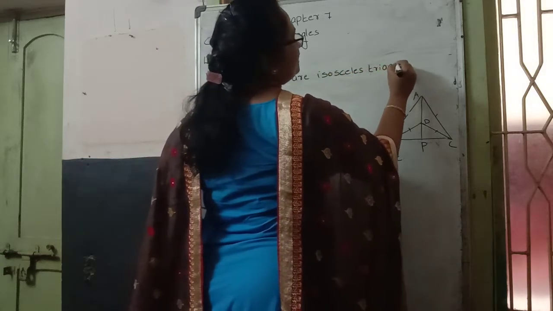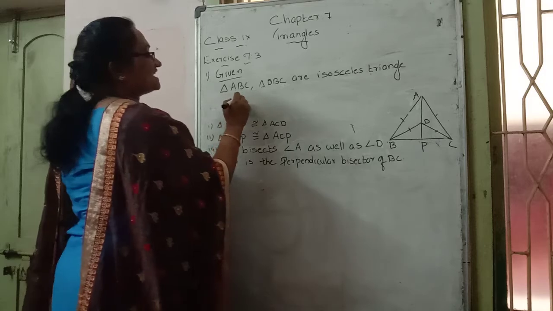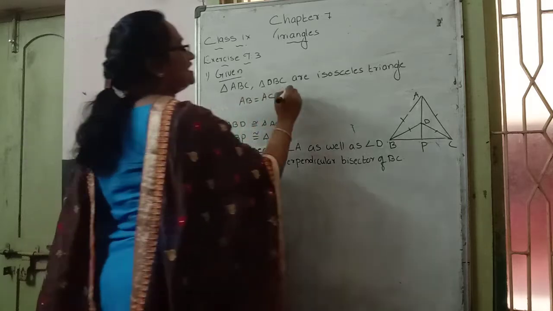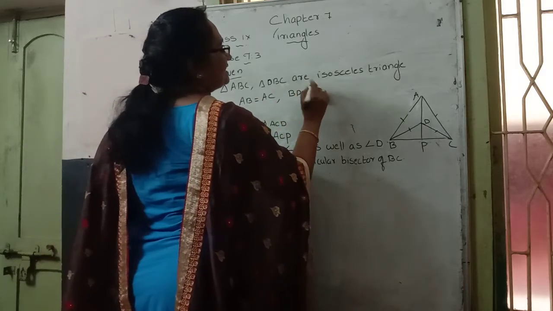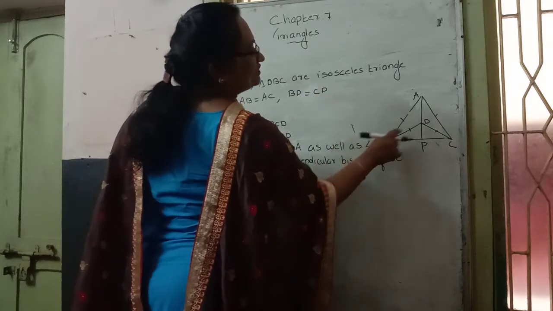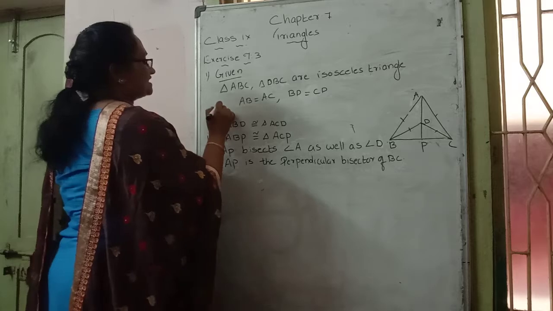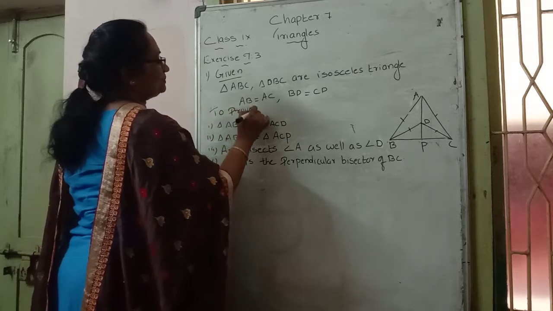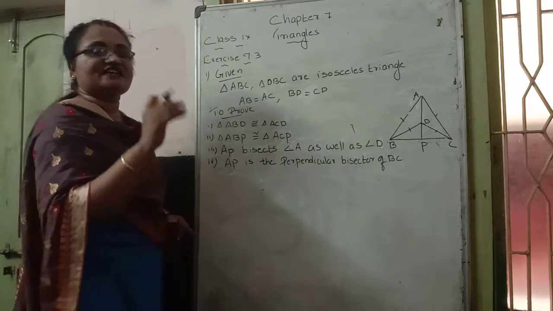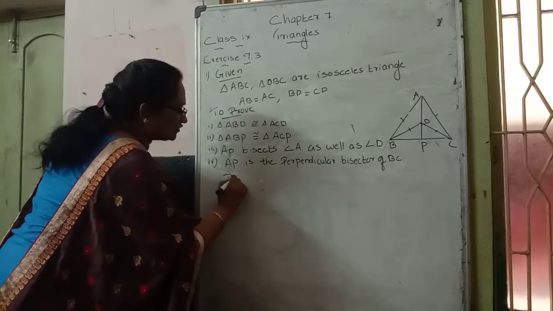They are isosceles, and that we write in the given, as it is already marked in the diagram. Which sides? Side AB is equal to side AC of the first triangle, and side BD is equal to side CD of the second triangle. That information they also gave in the question. Next, to prove: the second step. What do we want to prove? The four cases, which we write one by one. Then construction: there is no extra construction, so we leave that step and go directly to the proof.